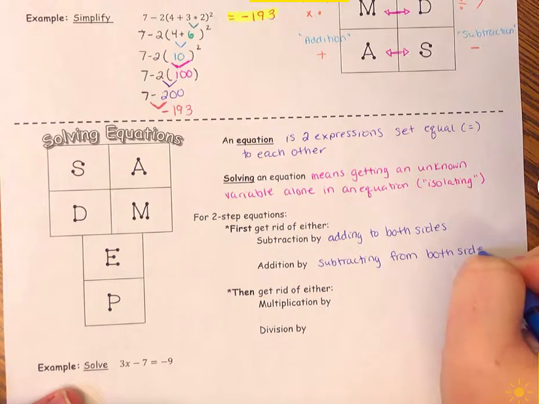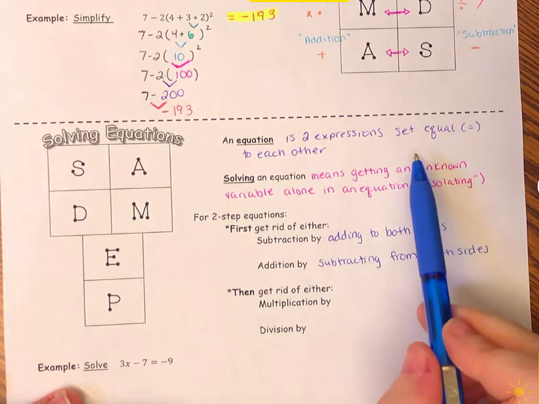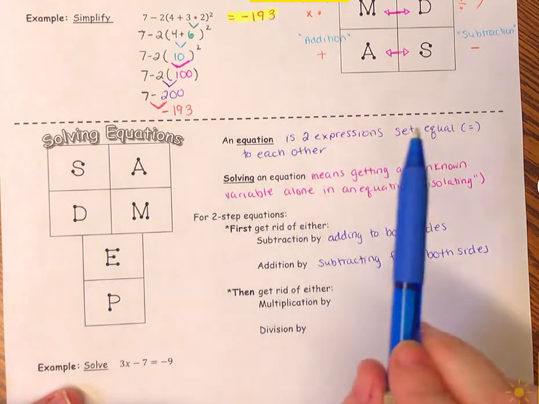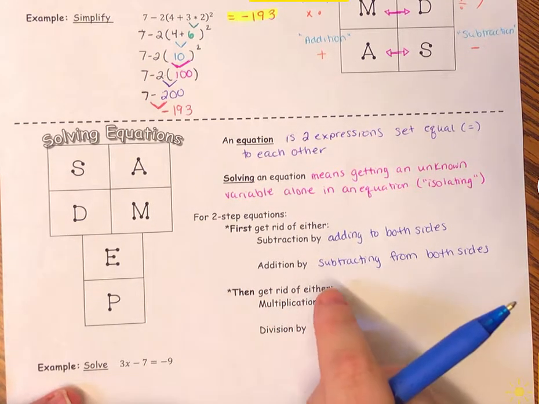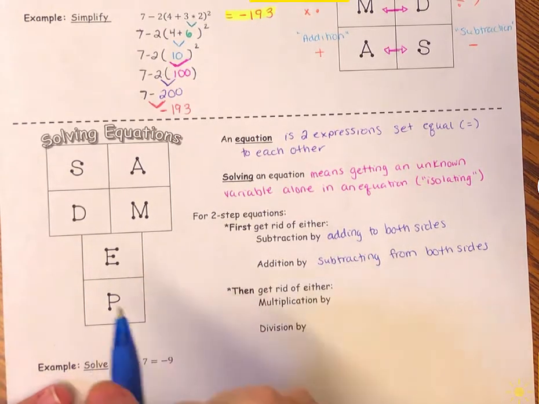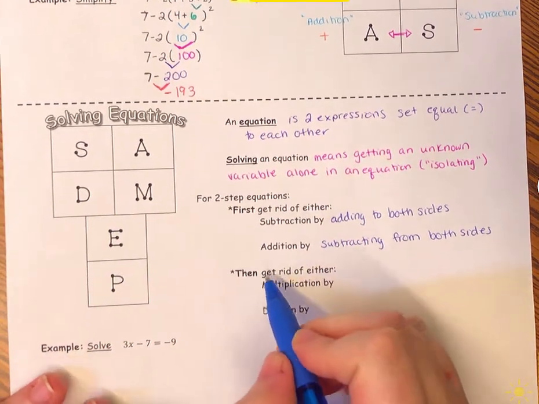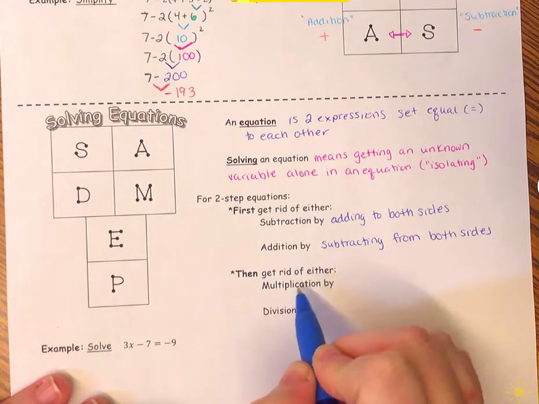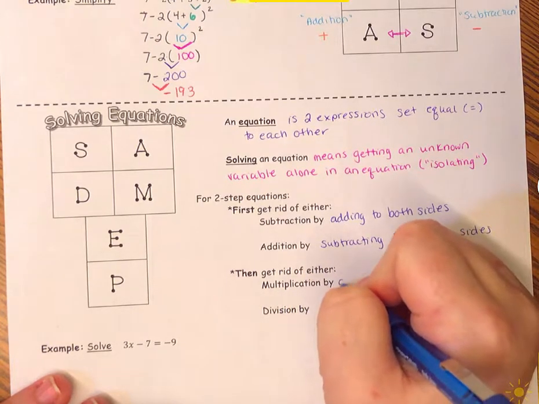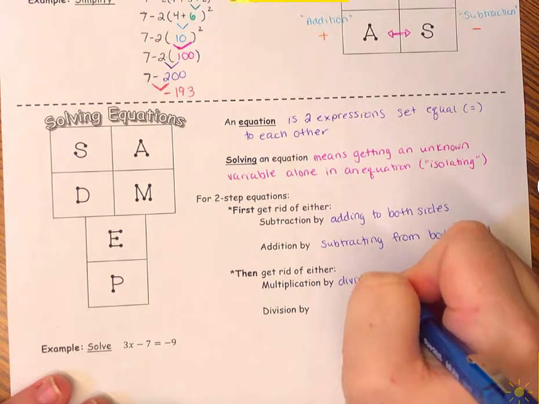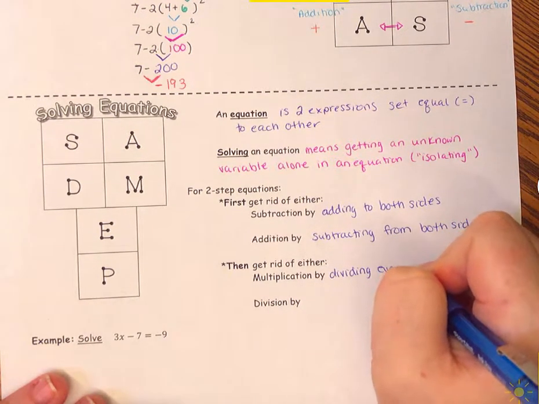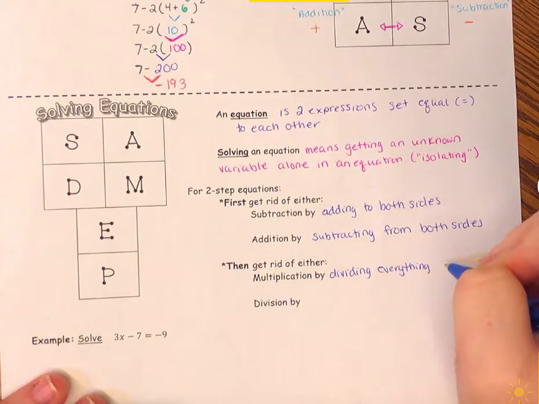And this is both sides of the equal sign. So again, we're going to have two expressions equal to each other. One expression is going to be on the left, one expression is going to be on the right. After we've gotten rid of addition and subtraction, then we're going to go through multiplication and division. So then we're going to get rid of either multiplication or division. We'll get rid of multiplication by dividing, because that is the inverse of multiplication, dividing everything on both sides.